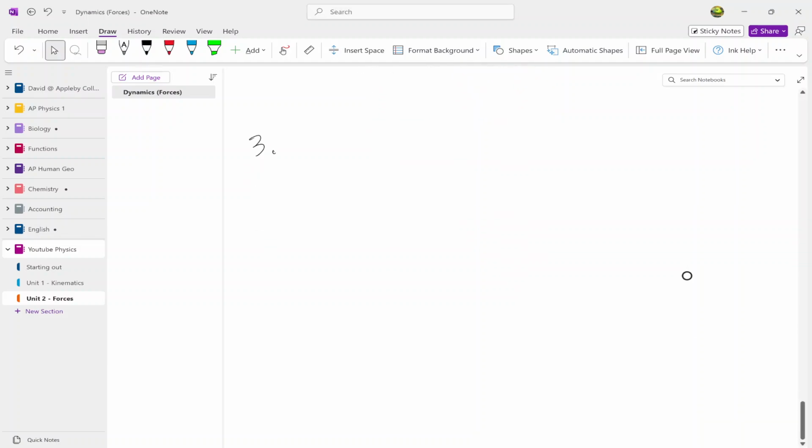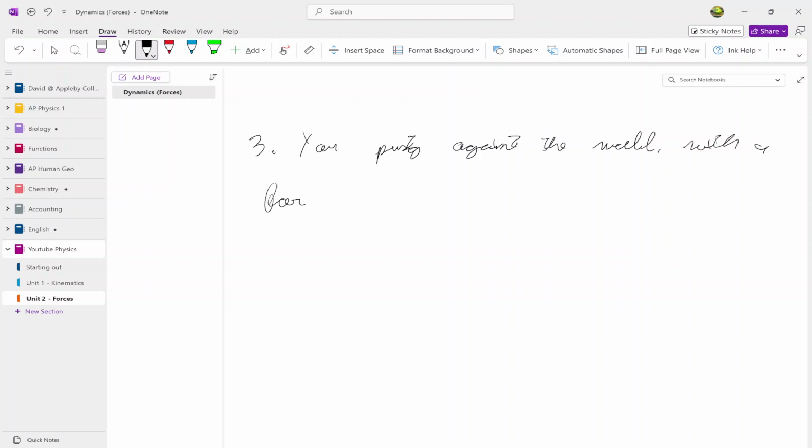So Newton's third law. Let's say I push, or you push, against the wall with a force of 10 newtons. Actually, no, 100 newtons. Because you're super strong.